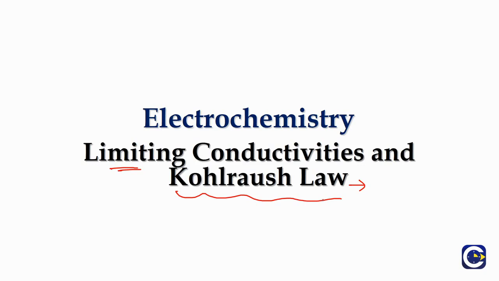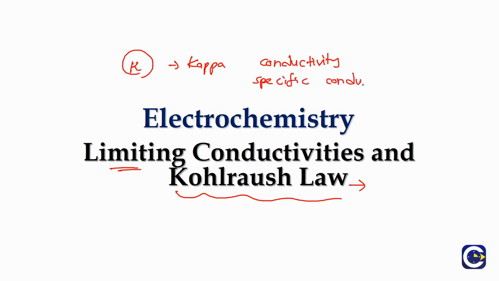So in the previous video we had talked about what is conductance of electrolyte, how do we measure conductance. Basically we will get resistance, 1 by resistance will be conductance, and from conductance we will get the conductivity. Conductivity is also called as what? Specific conductance. So conductivity we will indicate this with a symbol kappa. So kappa will be the conductivity, or it is also called as specific conductance.